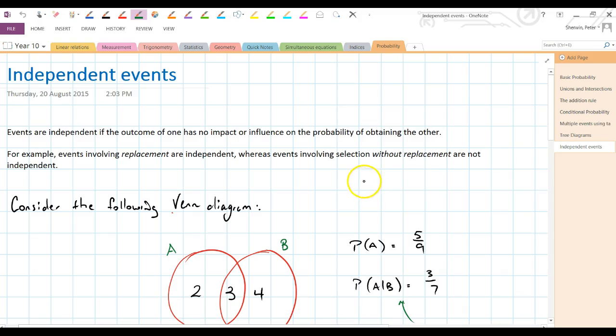So, for instance, if I've got a bag of balls here, 3 blue and 2 green, and I take a green out, now there's only one green. That means the probability of a green or a blue on the second pick has been changed. It's been affected by the first pick. So picking out a green on the second, or picking out a blue on the second, is not independent of the first. So there's an example of what independent events are.